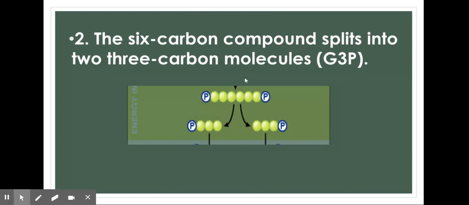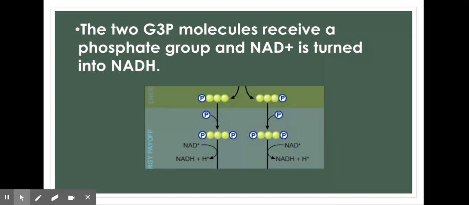Now we take that 6 carbon molecule with phosphates on each end, and we're going to split those apart. And we've seen this before. These are those G3P molecules. Then the G3Ps are going to add another phosphate to each end, and this process is going to give off a hydrogen. So now the NAD plus can add that hydrogen and make energy in the form of NADH.